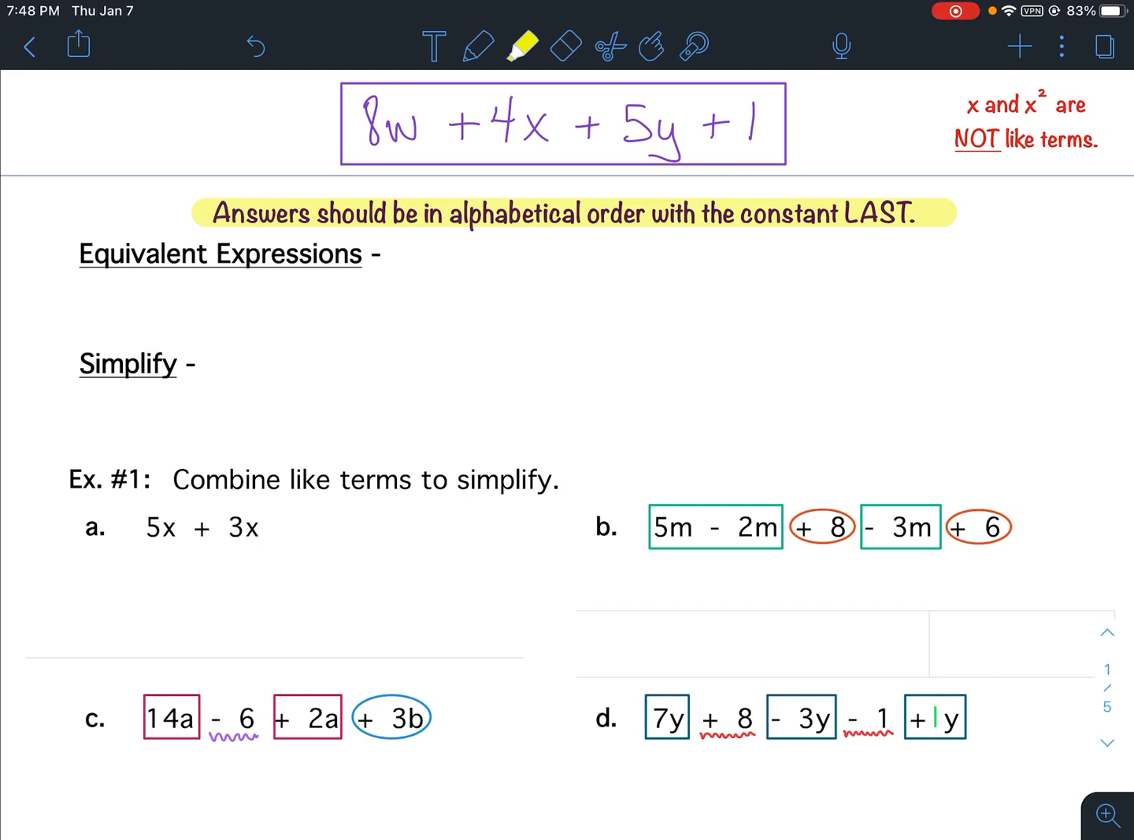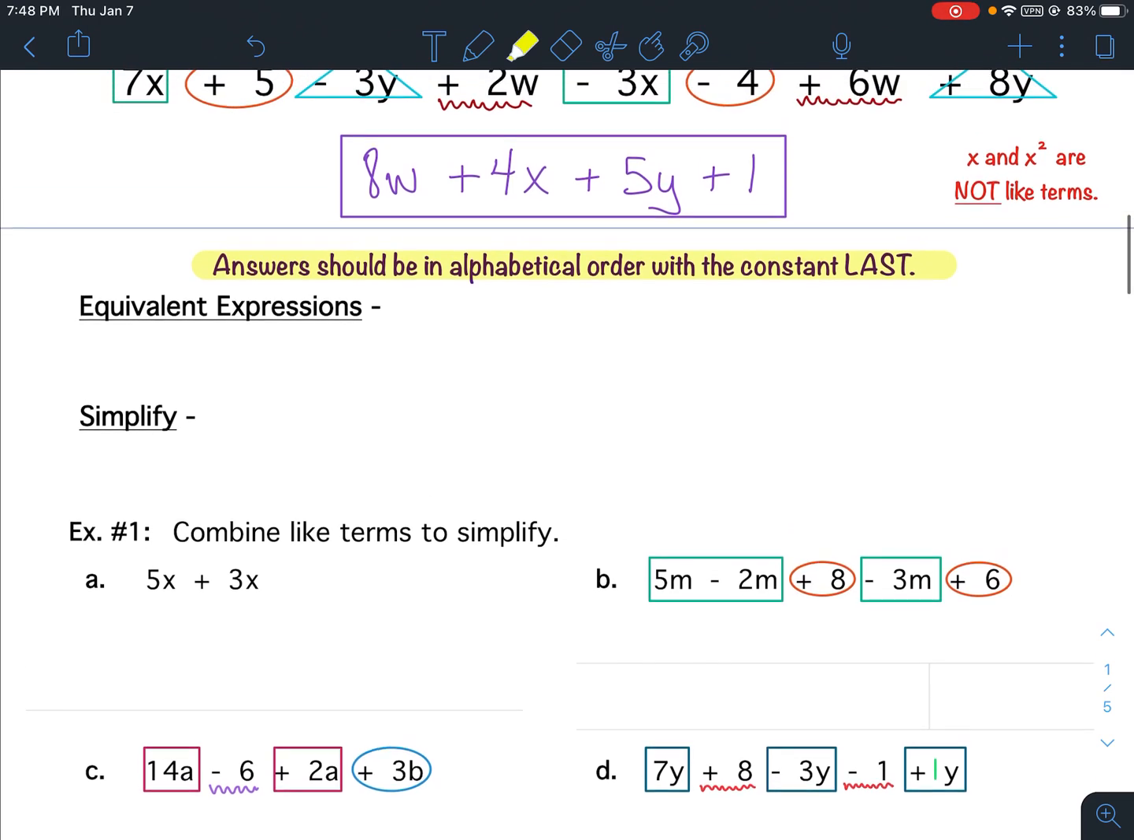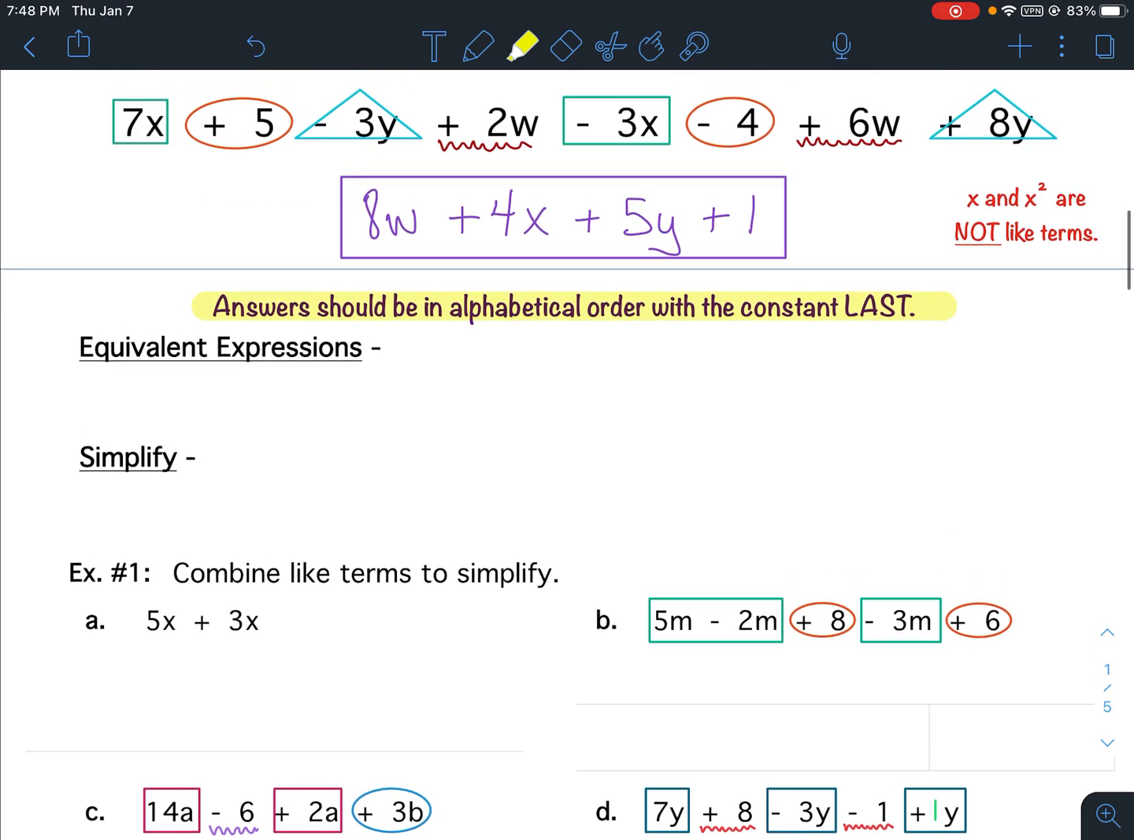Okay, so when you are combining like terms, your answer should be in alphabetic order with the constant last, which is what I demonstrated with you on the front page. This example up here, we went in alphabetic order. It was W, X, Y. And then this one here, that's the constant, and we put it last. So again, when you're doing these, you go in alphabetical order with the constant last.